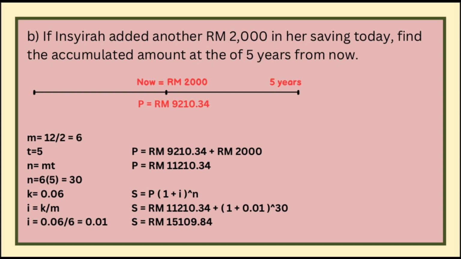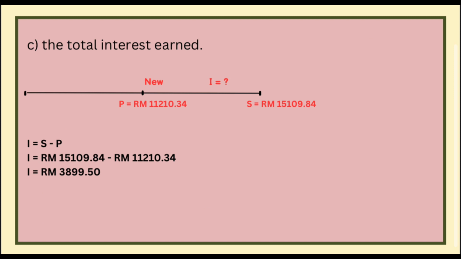The insurer added RM 2,000 to her savings. That means our original principal from the last question plus RM 2,000, we get P equals RM 11,210.34. Next, we put in our formula, S equals P (1 plus I) to the power of N, so 11,210.34 (1 plus 0.01) to the power of 30. We will get the accumulated amount, RM 15,109.84.